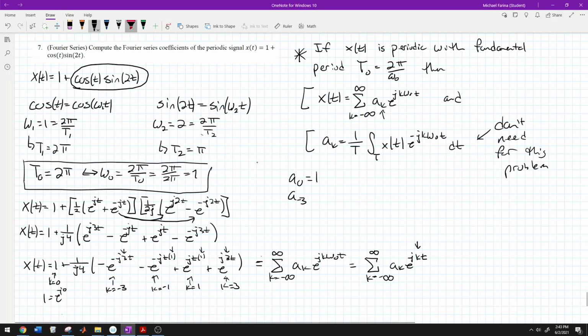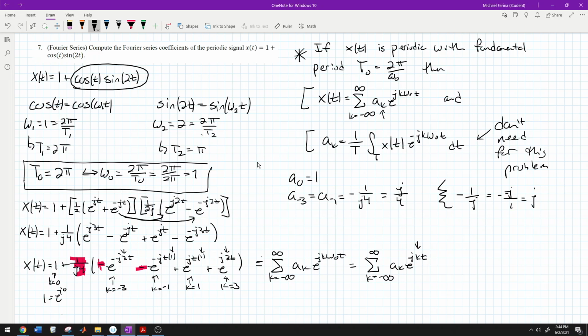Let me go to highlighter real quick. We have a negative sign, and we have this coefficient right here. And if we look at k of negative 1, well, we have the same coefficient. We have a negative sign, so then we get a negative 3 is equal to a negative 1, and that's equal to negative 1 over j4. And you could rewrite that if you wanted to as j over 4, and that's because negative 1 over j is equal to negative j over 1, which is equal to j.